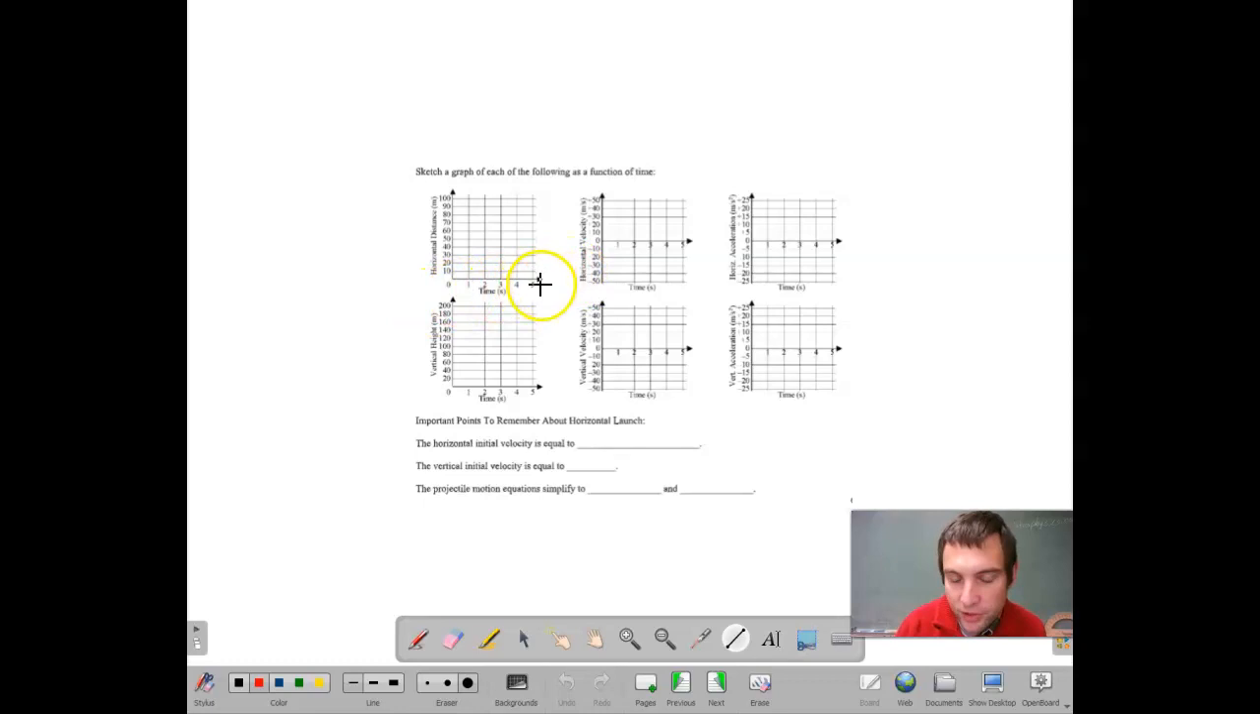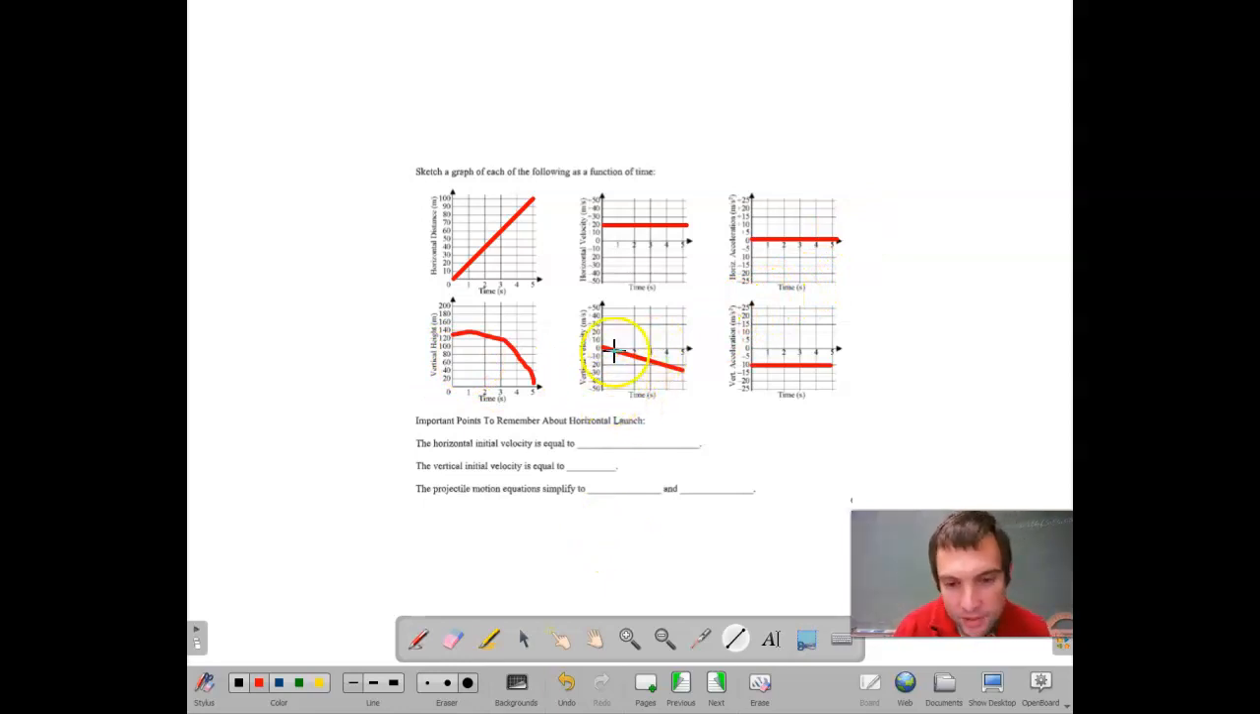So we said the total time was 5 seconds, so we're going to use this entire x-axis here. Our horizontal distance, we started at 0, and where did we end up? We ended up 100 meters away. So that's what our graph is going to look like there. Horizontal velocity, remember, was not changing. So we figured it was 20 meters per second, so it's 20 meters per second. And if our horizontal velocity is not changing, that must mean we have 0 horizontal acceleration.